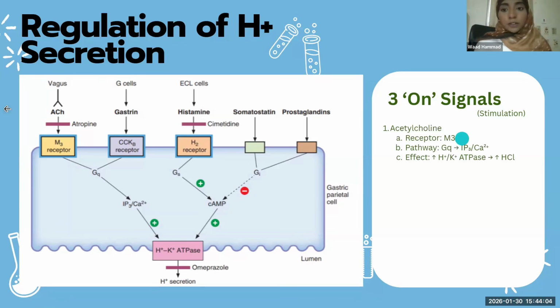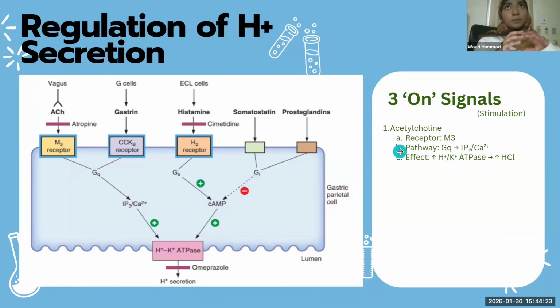Our first on signal is acetylcholine. The acetylcholine comes from our vagus nerve. You can see it right here. The vagus nerve releases ACh, and then the ACh will bind to our M3 receptor, or our muscarinic receptor that we mentioned earlier. And that will activate the Gq pathway.